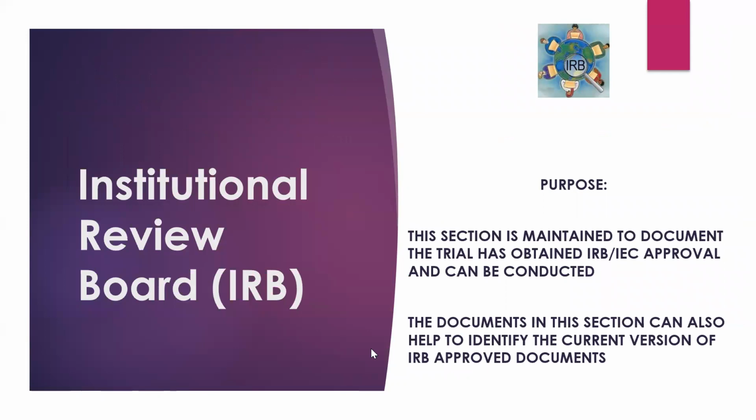So the next section that I usually would put, the third section, would be the institutional review board section. The purpose of this section is to document what you have submitted to the IRB, what's been approved by the IRB, and it can also help identify the current versions of the informed consent, your advertisement, your protocol, things like that.